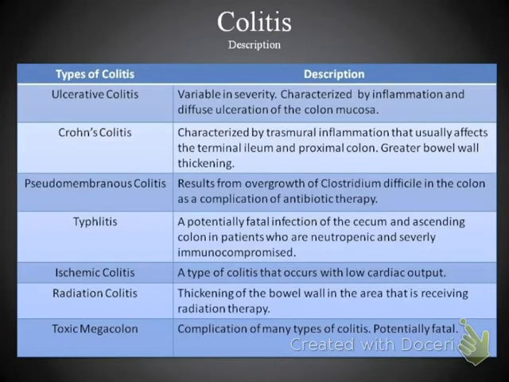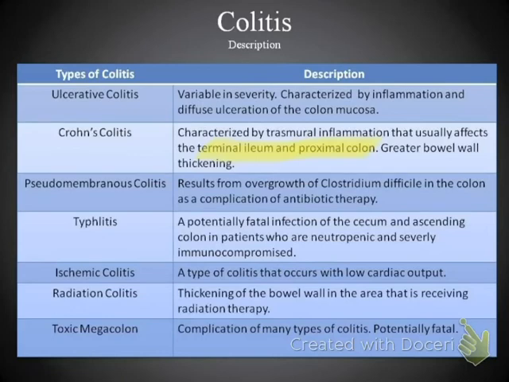We see that there are certain types of colitis. We have ulcerative colitis, Crohn's colitis, pseudomembranous colitis, typhlitis, ischemic colitis, radiation colitis, and toxic megacolon. We see ulcerative colitis is described as variable in severity, characterized by inflammation and diffuse ulceration of the colon mucosa. Crohn's colitis is characterized by transmural inflammation that usually affects the terminal ileum and proximal colon, with greater bowel wall thickening. So keep that in mind. Crohn's colitis affects terminal ileum and proximal colon.